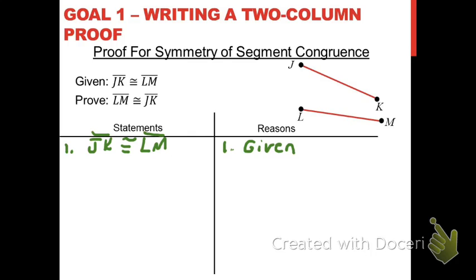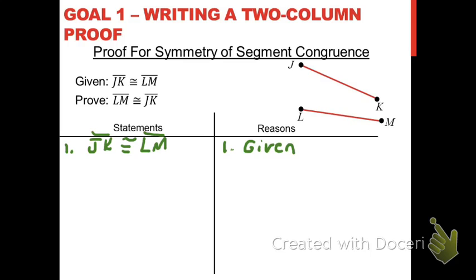So what do you know about two segments that are congruent to one another? Well, what you know is that their lengths are equal to one another. So we're going to be able to say that the length JK equals the length LM. How does that help us to prove this? Well, according to the symmetric property of equality, not congruence but of equality, the length of LM is also equal to the length JK. And if the length LM equals the length JK, then we can say that segment LM is congruent to segment JK. That's where we're going with this.